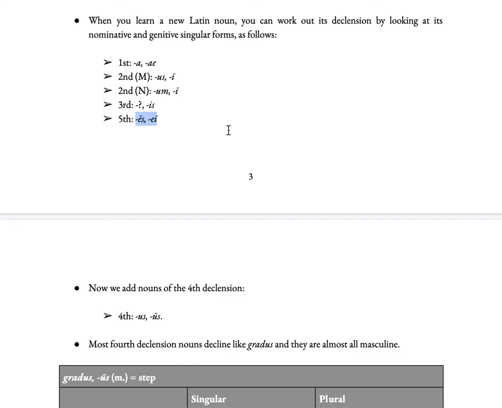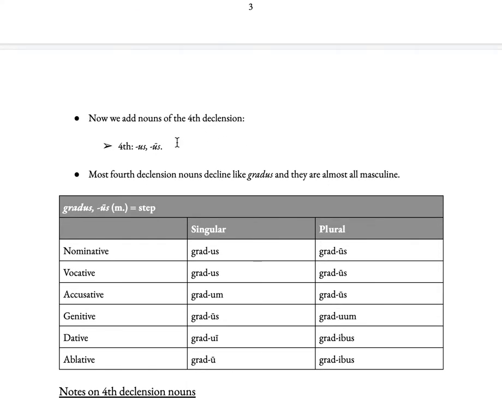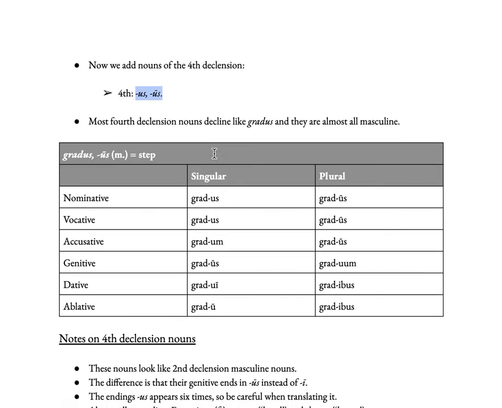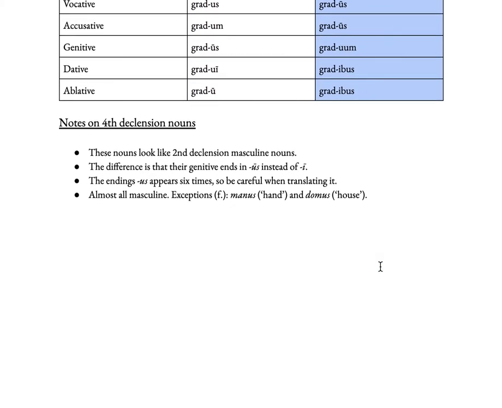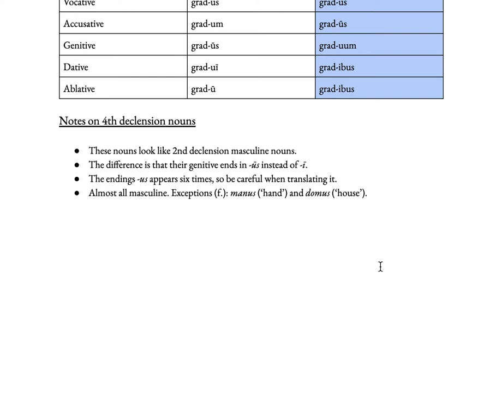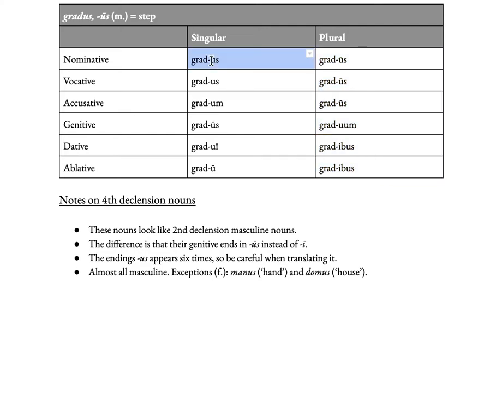So now we're adding a fourth declension. The fourth declension has the nominative and genitive endings us and us, so us with a short u and us with a long u. That's how you can identify a fourth declension noun. The noun I'm using as an example is gradus, which is a step. Almost all of these nouns are masculine. Just look at the table to see how it goes. Gradus, gradus, gradum. Gradus, gradui, gradu. And in the plural, gradus, gradus, gradus, graduum, gradibus, gradibus.